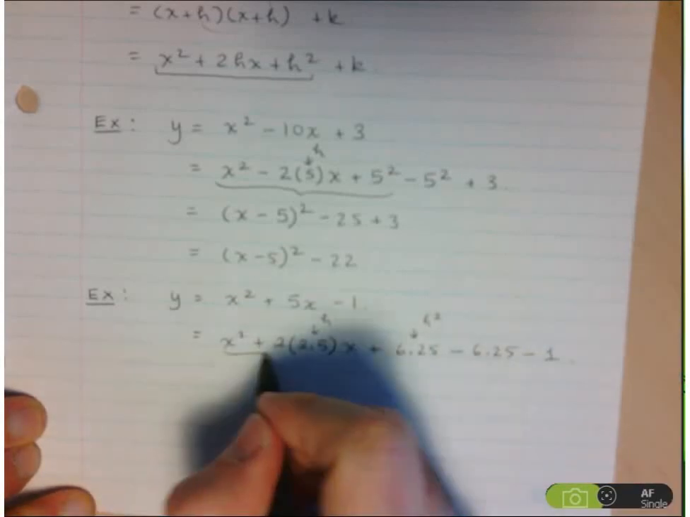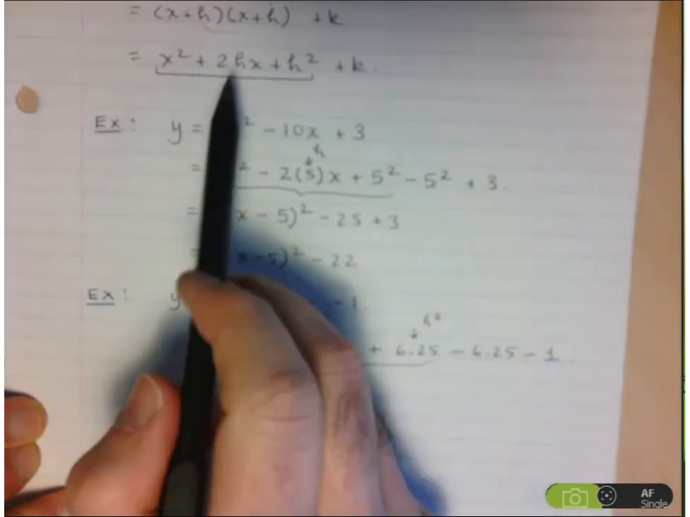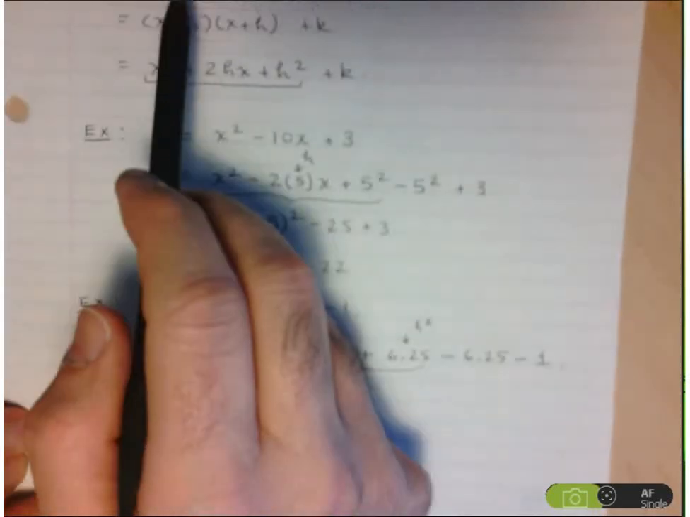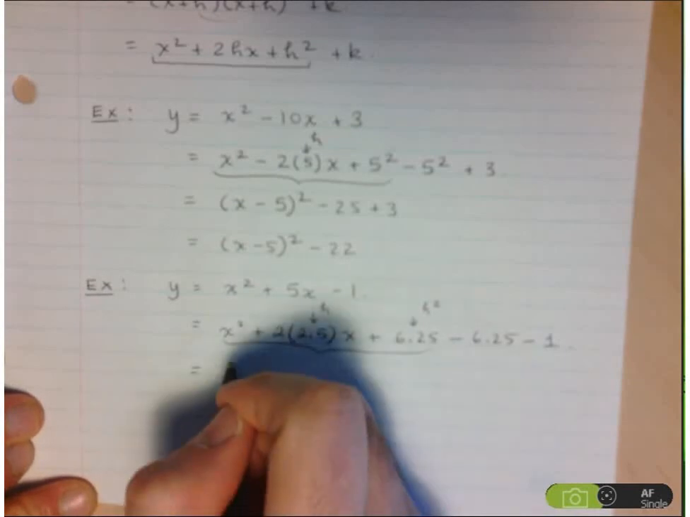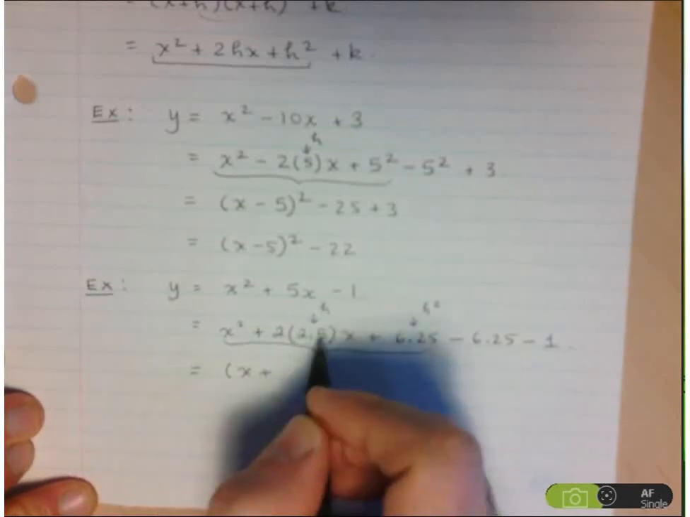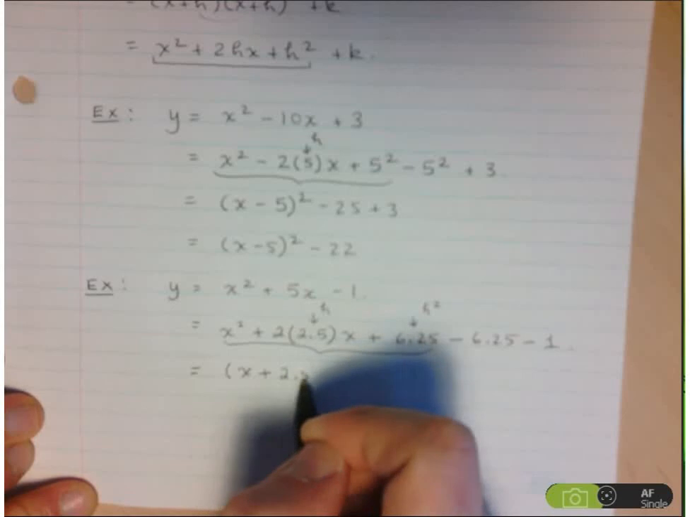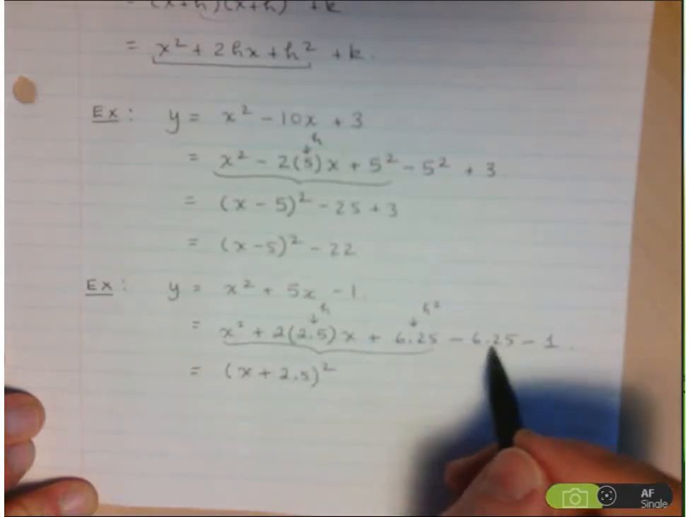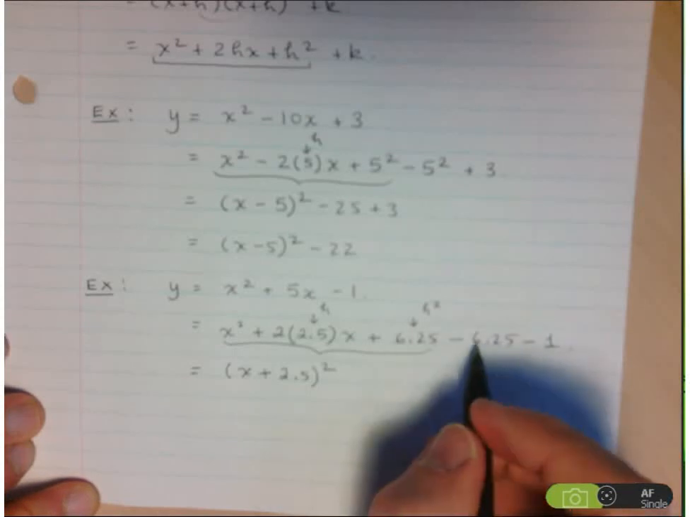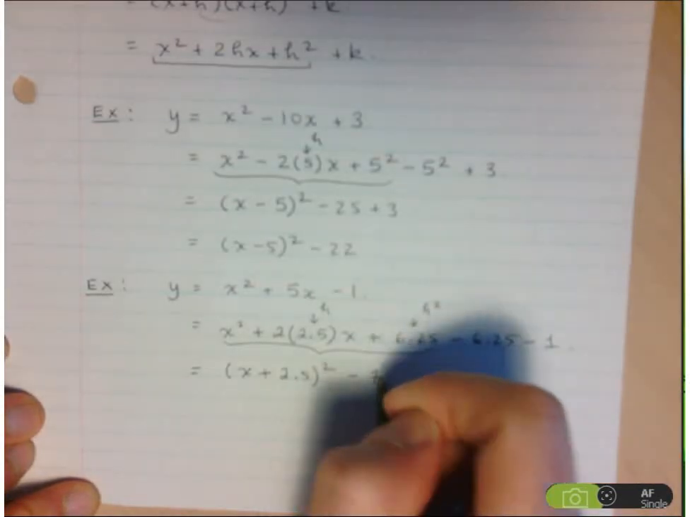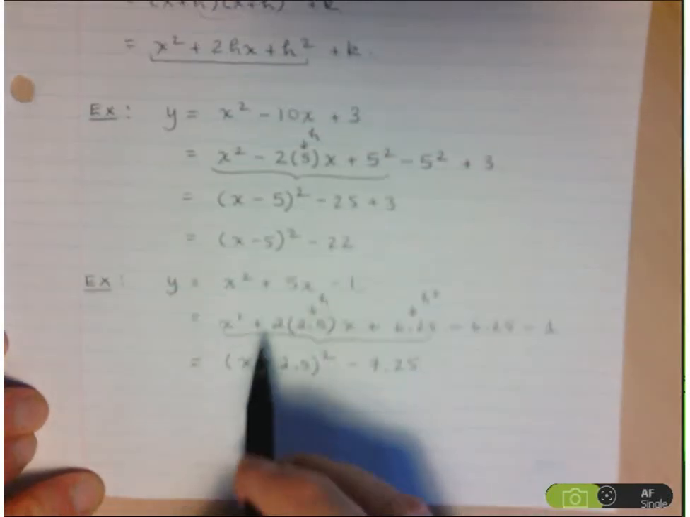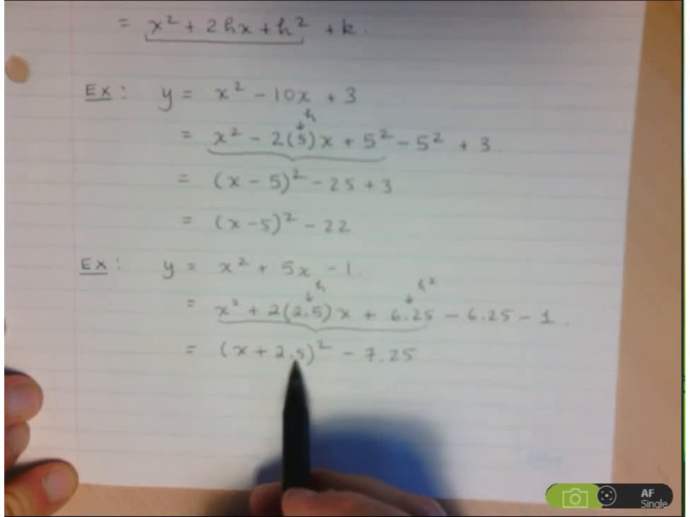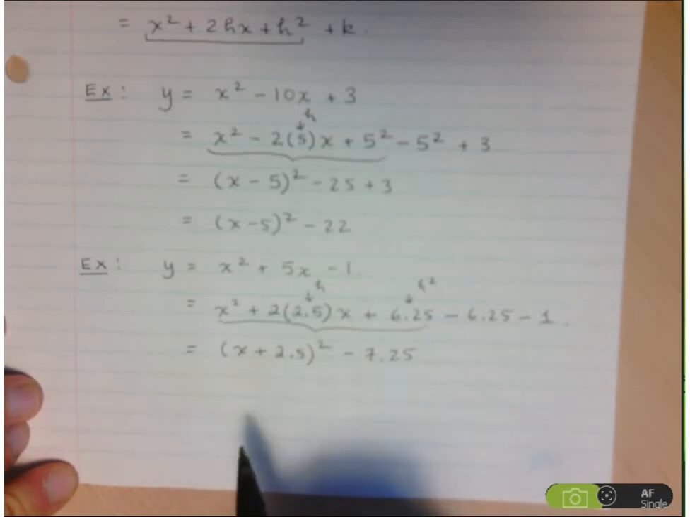So again, when I look, the first three terms give me exactly the form I need to get my perfect square. So that means that these first three terms factor perfectly to x plus h, which in this case here is 2.5, all squared. And then all I have to do is simplify these two numbers here. So negative 6.25 minus 1 is minus 7.25. And now we see that in 2 steps, I've managed to get the maximum and where the maximum occurs, so the h and k values of the vertex.